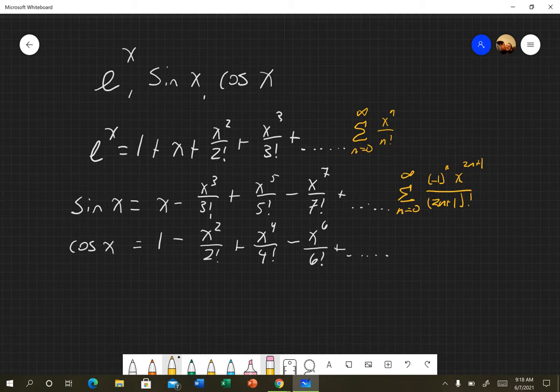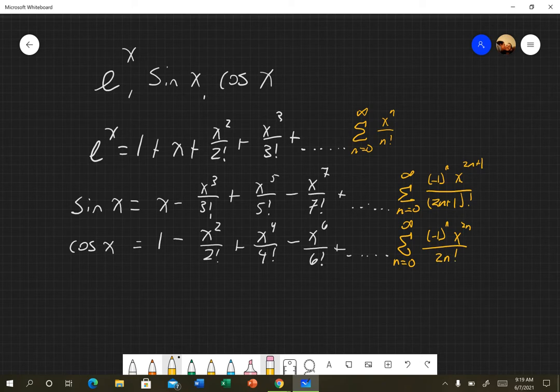And then cosine x. If you can't remember cosine x, as long as you get sine x, you can take the derivative of that and you get cosine x, right? And for this one, we've got the summation n equals 0 to infinity, negative 1 to the n, x to the 2n over 2n factorial.